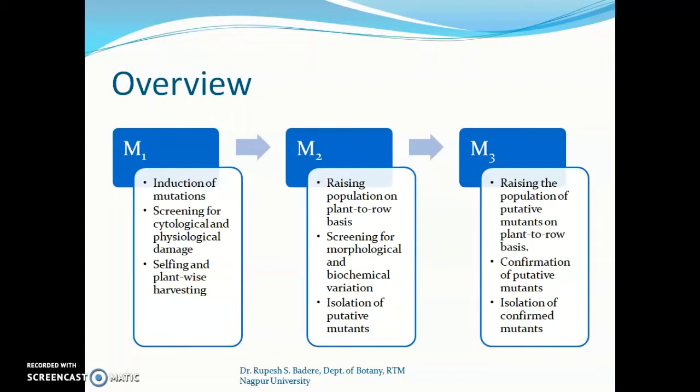You can screen for a morphological mutant, you can screen for a biochemical mutation, and once you screen, you identify that particular mutant and then you isolate it as a putative mutant. This putative mutant is confirmed in the M3 generation, where again you grow the progenies on plant to row basis, you again confirm it, and once the mutant character is confirmed, you isolate it as a confirmed mutant, and then you process this mutant accordingly.